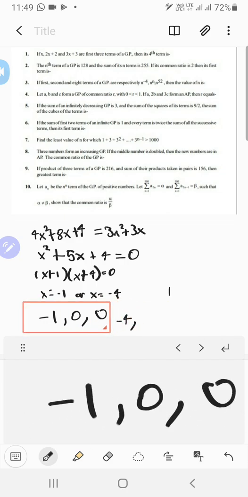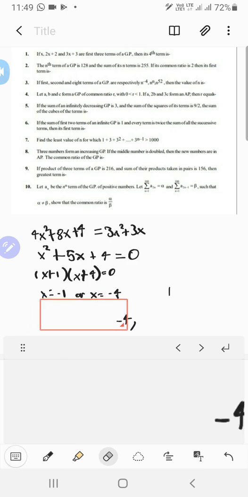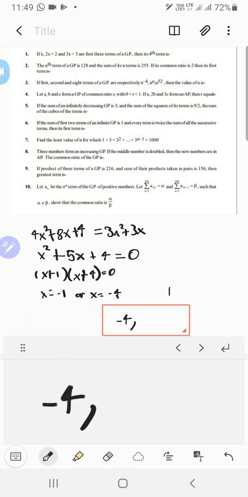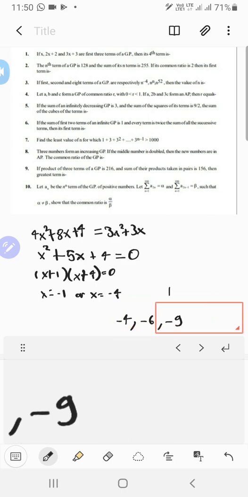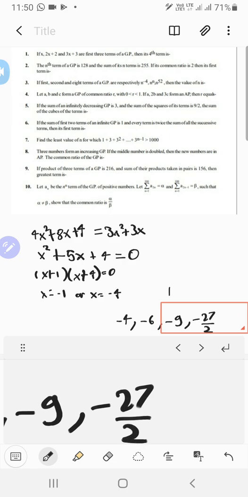Let's just erase this first so that we don't get confused. So the first term is minus 4. The next term is 2 times minus 4, which is minus 8, plus 2, so it's going to be minus 6. And then the next term is 3 times minus 4, which is minus 12, plus 3, which is minus 9. So you can see that the ratio over here is 3 by 2. So when you multiply minus 9 by 3 by 2, you get the fourth term. That's going to be negative 27 by 2. So that's nice. Let's move on to the second question.